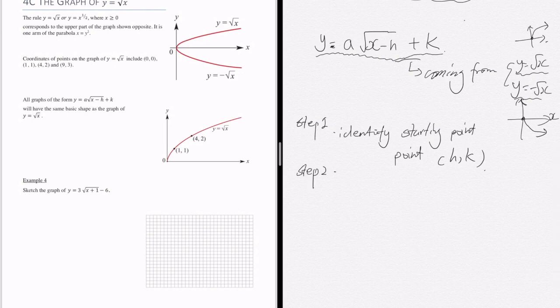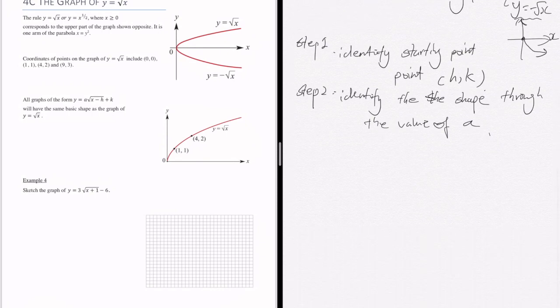Step two, identify the shape through the value of a. I can leave a little bit of space because I need to add a little bit more later on. Step 3, label the x-intercept and y-intercept.